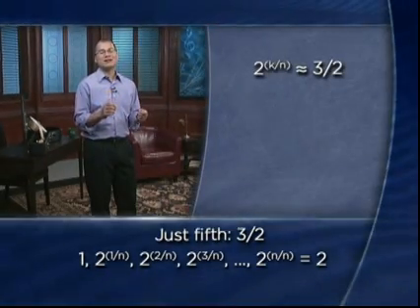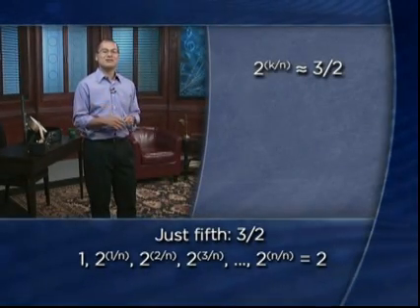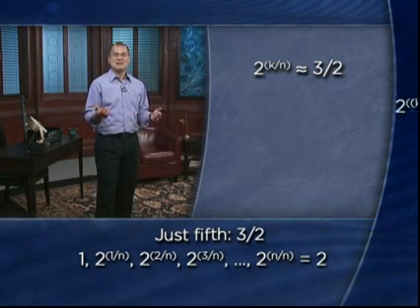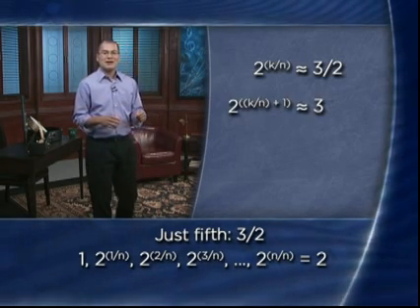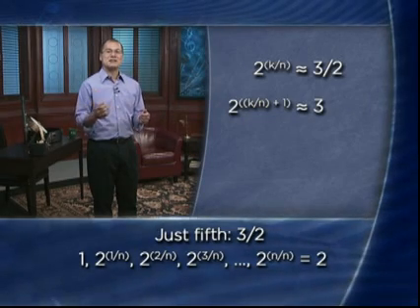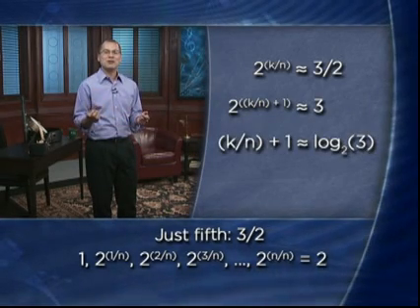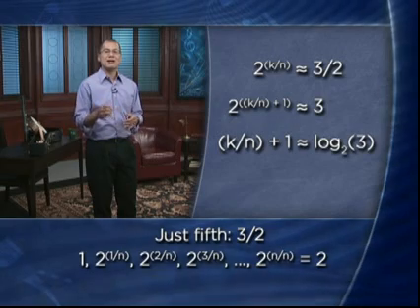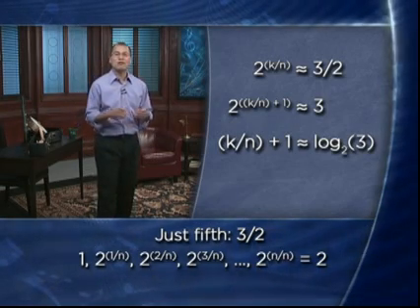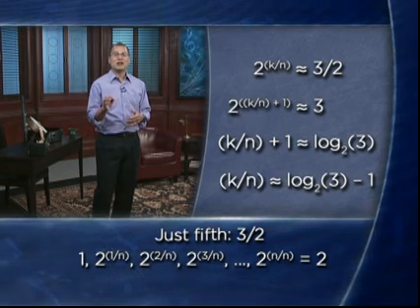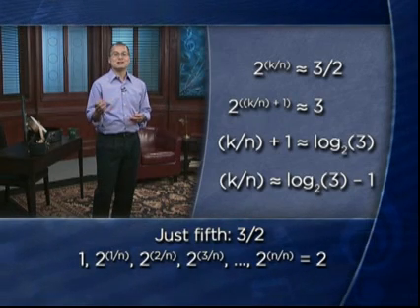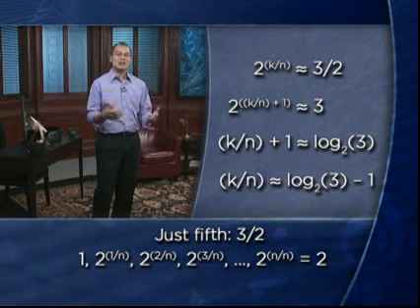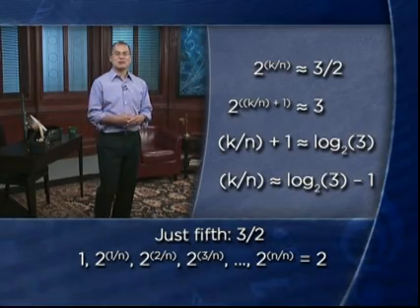Now, if we got close to the 5th, it would mean that, say, the kth one of those was really close to the 5th. In other words, 2 to the k over n was very close to 3 halves. Now, we can multiply both sides of that equation by 2. And then we can do what's called taking the log base 2. And what we get is that the log base 2 of 3 needs to be very close to k over n plus 1. In other words, we need a fraction, k over n, which is very close to log base 2 of 3 minus 1. We're looking for really a rational approximation of the log base 2 of 3.